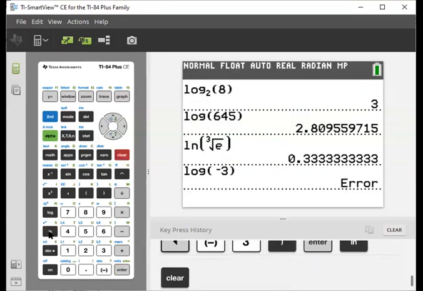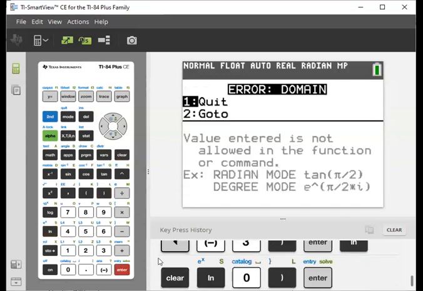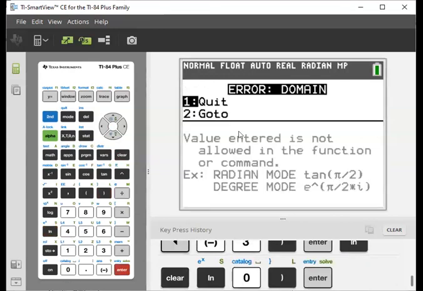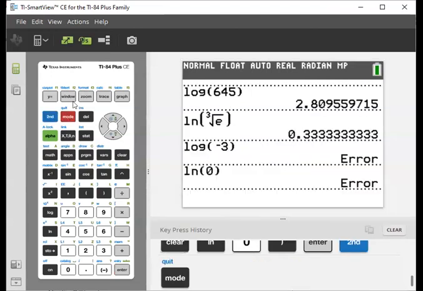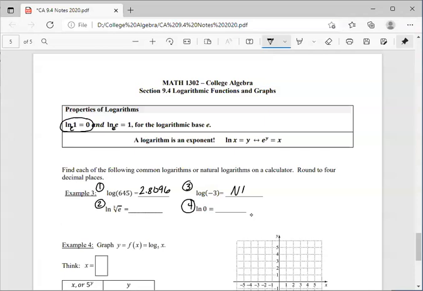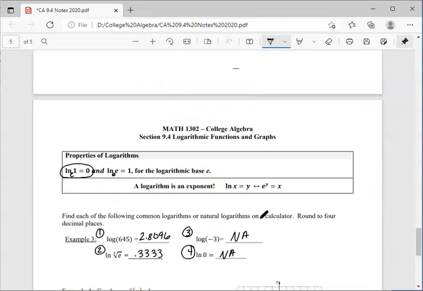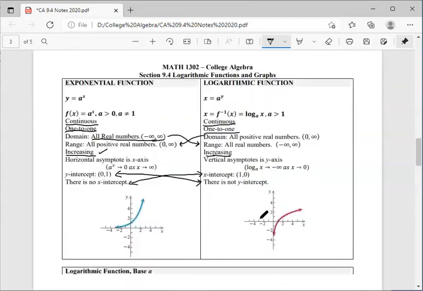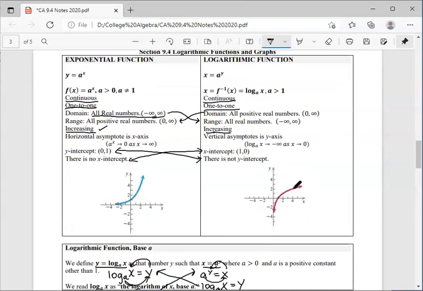so if we do the natural log of 0, it also doesn't exist, because remember that y-axis x = 0 line, it gets really, really close to that, but it doesn't touch it. I'm going to go back and talk about that in just a minute. So we're going to have no answer for this one, no answer for this one, and this one was 0.3333.